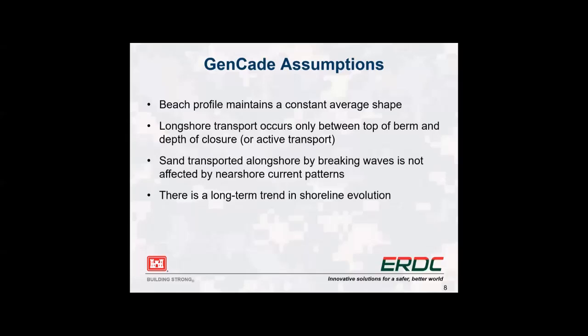The assumptions of the model are that the beach profile maintains a fairly constant average shape. Longshore transport only occurs between the top of the berm and the depth of closure. So basically, we're conserving mass. Sand transport is not affected by nearshore current patterns, and there is a long-term trend in the shoreline evolution for the area.